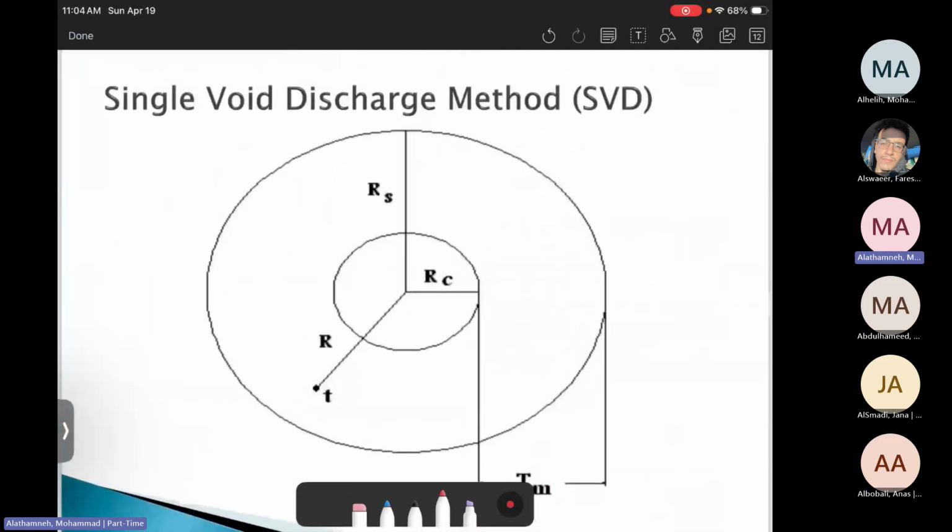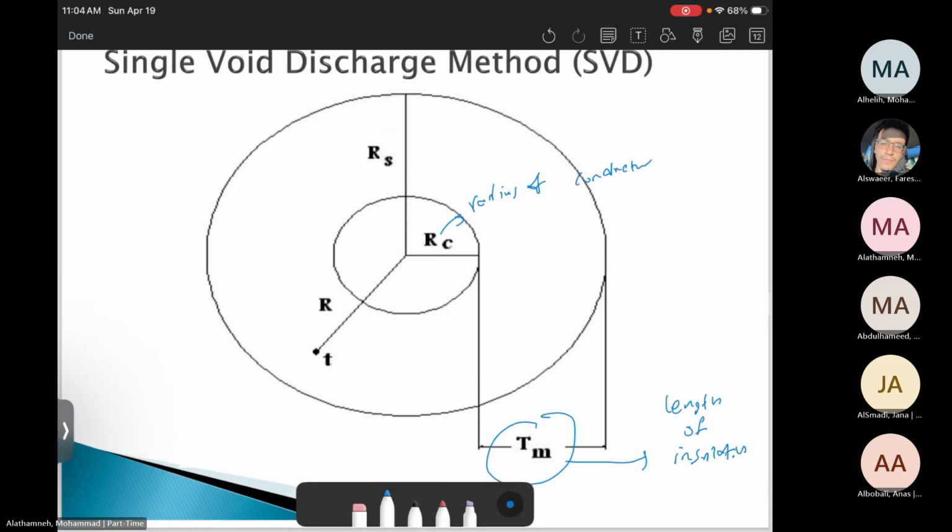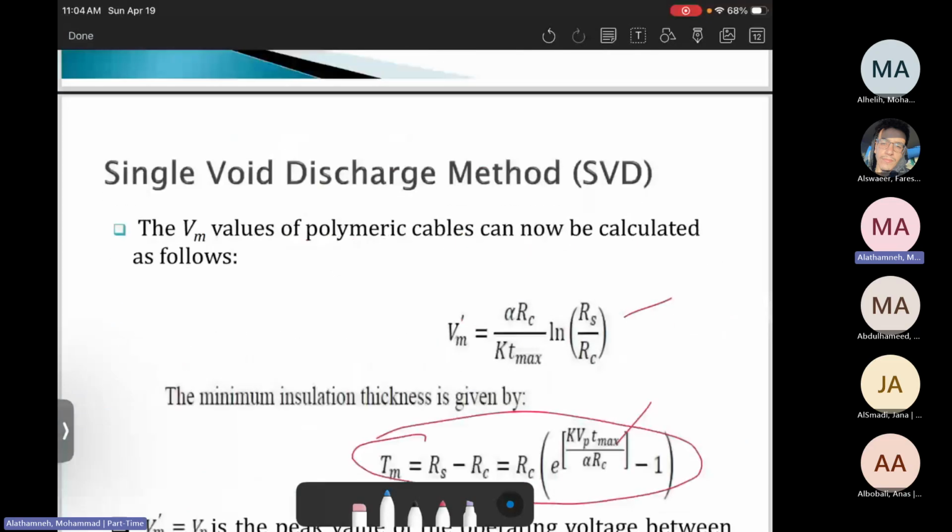Again, look at this picture, then you have a clue that RC is the radius of the conductor, TM is the length of insulation, and RS is the radius of the cable. Okay, let's keep going.